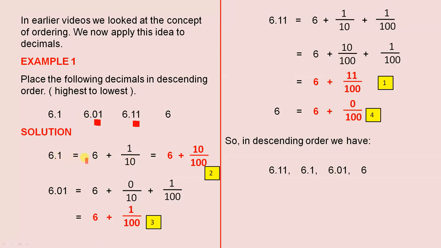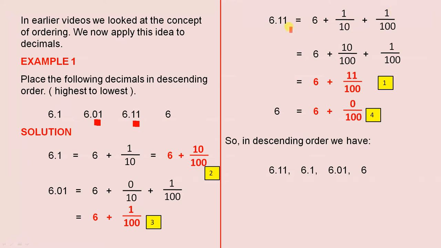We have 6.1, which is 6 plus 1 over 10. Now, that gives us 6 plus 10 over 100, because 1 over 10 and 10 over 100 are equivalent fractions. So I'm going to have all the denominators over 100, so we can have a very easy comparison. 6.01 is 6 plus 0 over 10, because that's a 0, plus 1 over 100. So altogether that's 6 plus 1 over 100, because that part's 0. See, we have the 100 as the denominator.